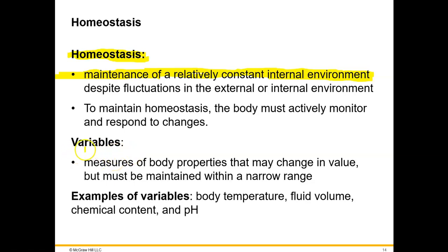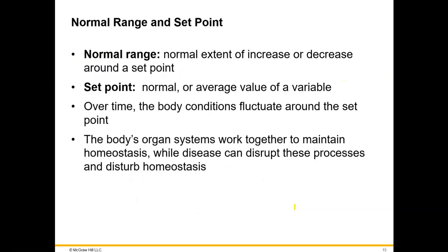Variables are just like what I just listed. They're just different measurements of different conditions like temperature, blood pressure, glucose levels, and it lists some of them here: body temperature, fluid volume, chemical contents like blood glucose and blood calcium, and pH levels. With homeostasis, a lot of times we look at a normal range. So normal increases or decreases around a set point, versus when it's abnormal, and that's when your body needs to work to get those conditions back into that normal range.